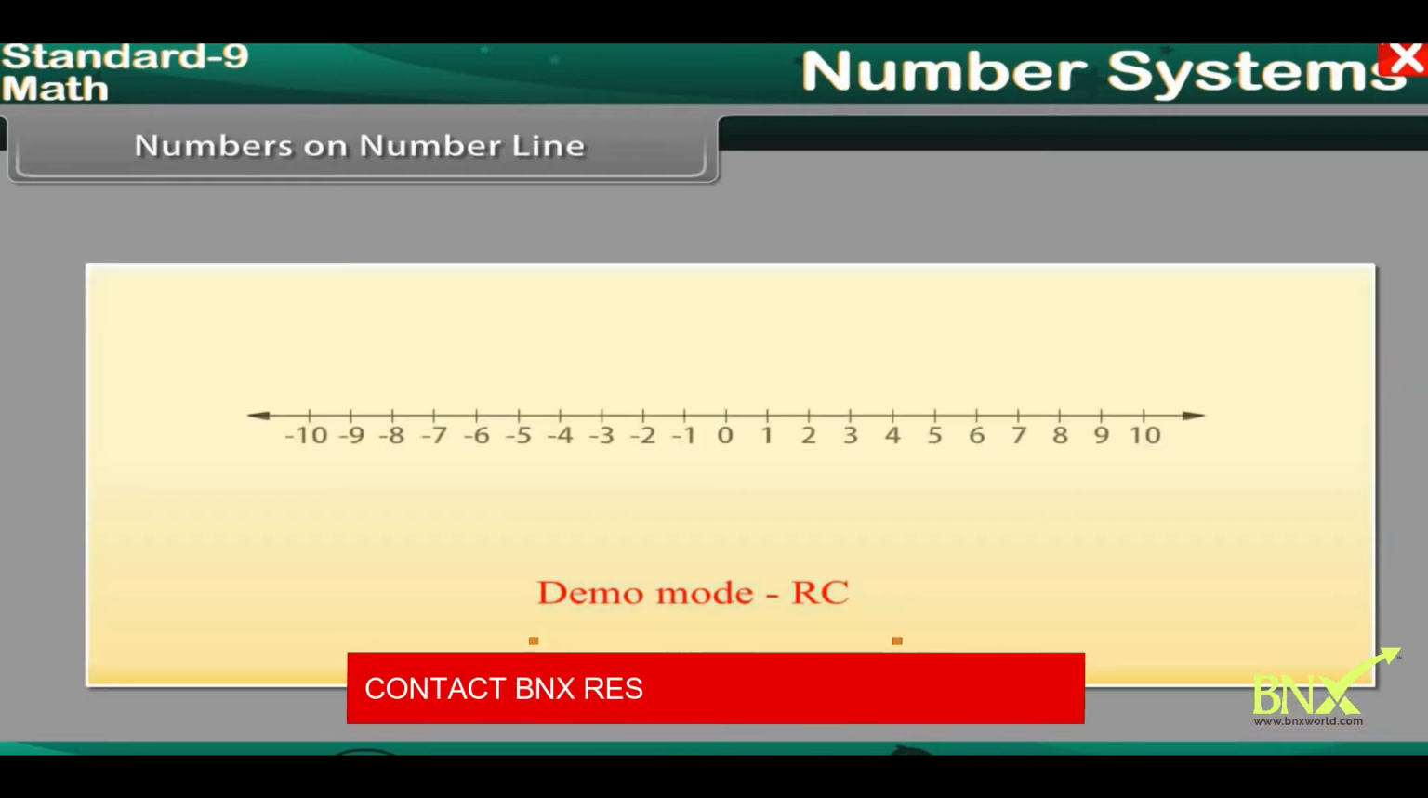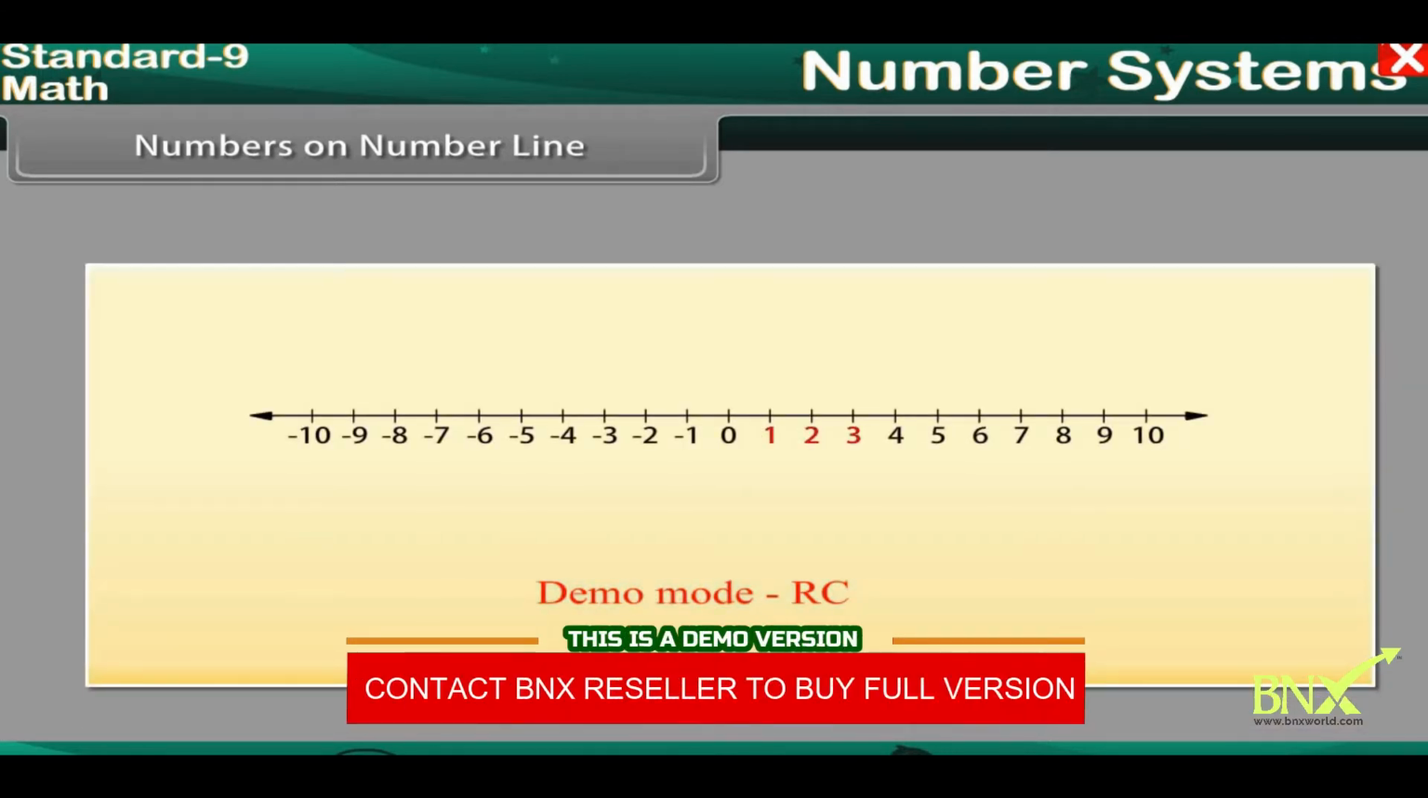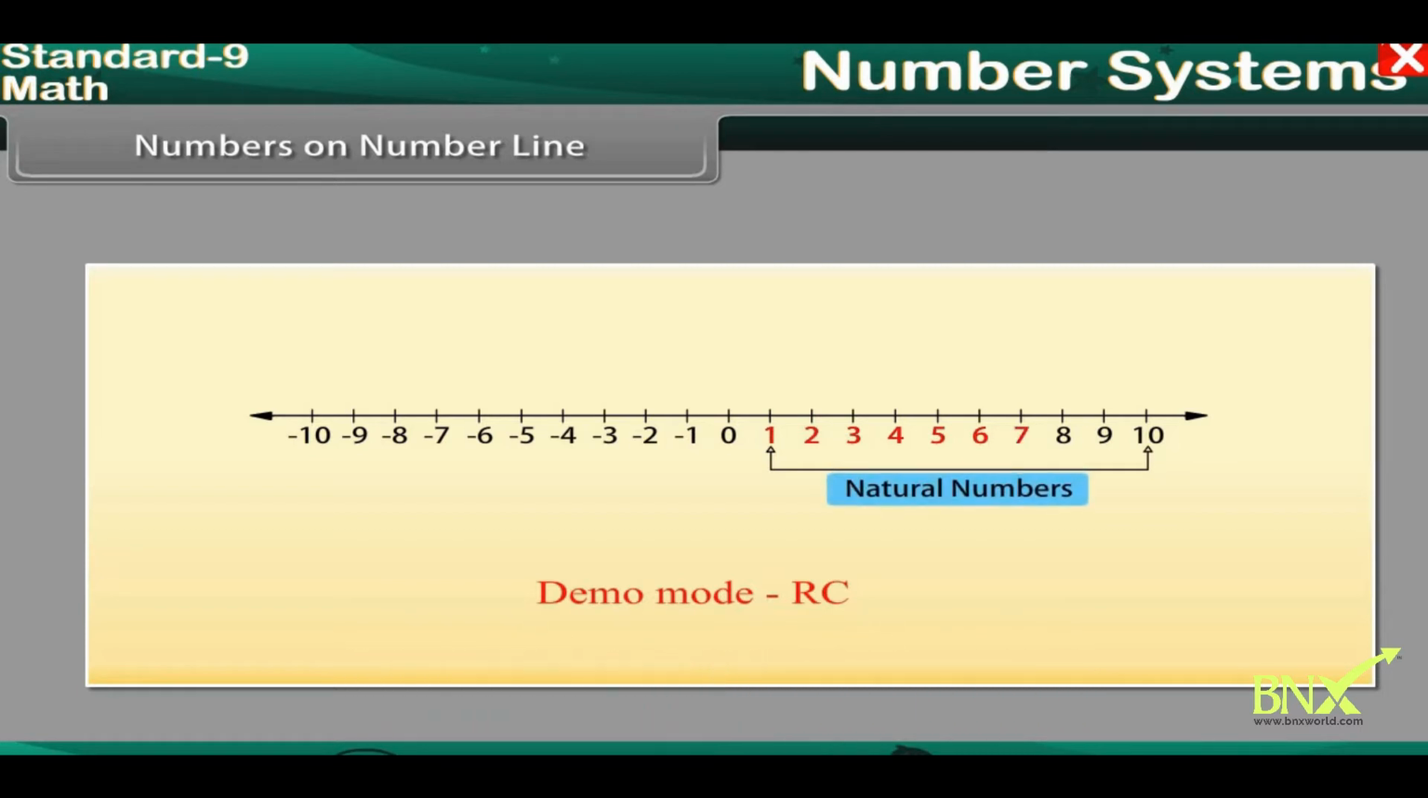Numbers on number line. On a number line, numbers 1, 2, 3, 4, and so on are called natural numbers. The natural numbers are denoted by the symbol N. If we include the number 0 with the natural numbers, then the numbers are called whole numbers. The whole numbers are denoted by the symbol W. All these numbers together with these negative numbers are called integers. The integers are denoted by symbol Z.